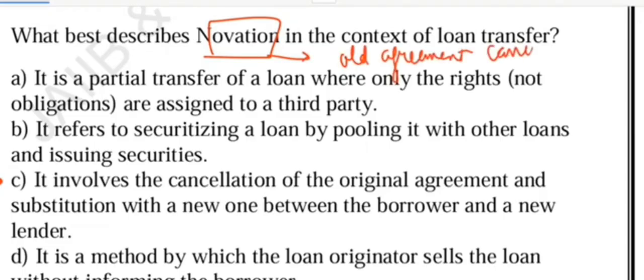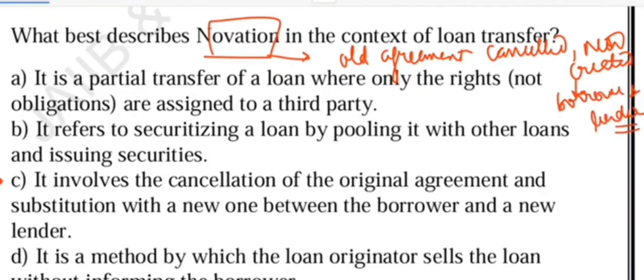Old agreement is cancelled and new agreement created between the borrower and lender. So basically what happened is that the original lender steps out of the deal completely and the new lender steps in with the borrower's full knowledge and consent. It is like saying, hey borrower, I am not your lender anymore. Here is your new lender and you both will now sign a new agreement.